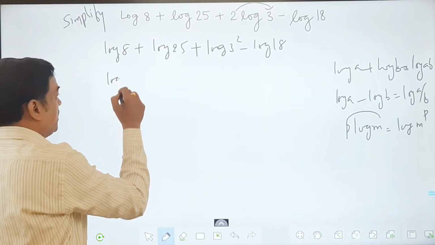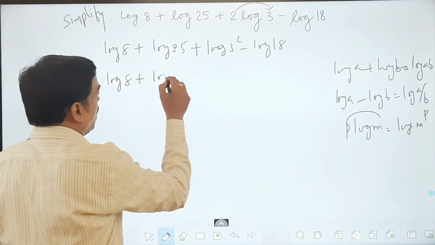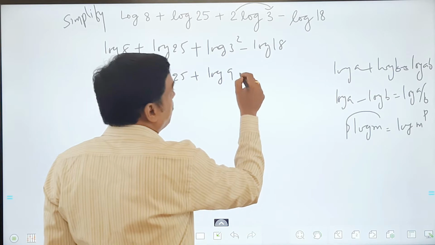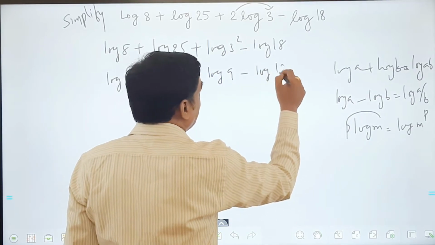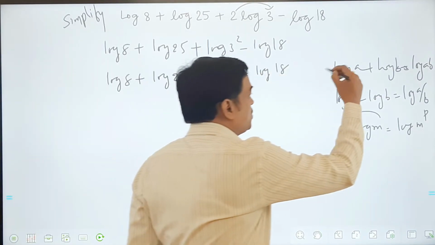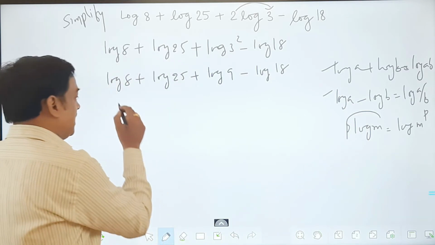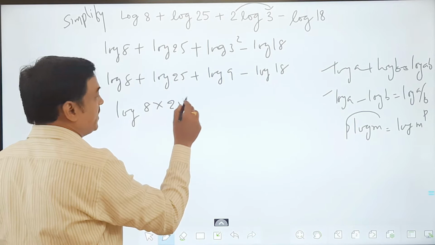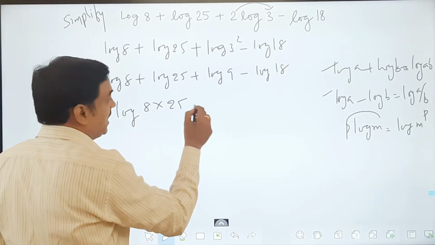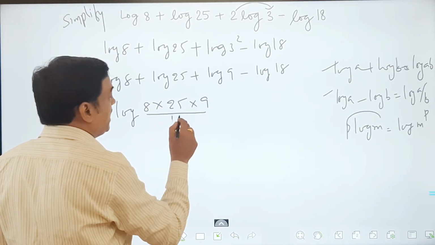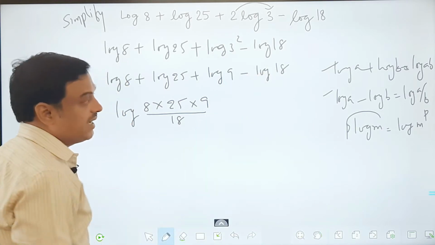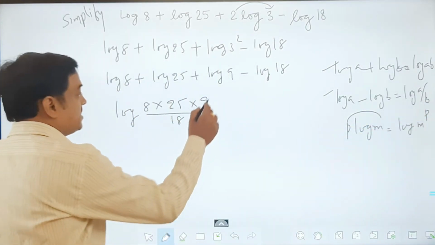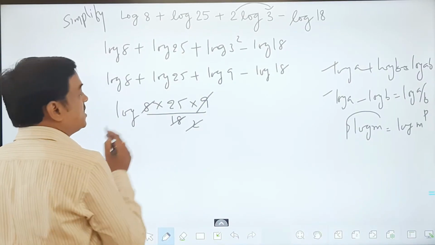And then, friends, you have log 8 plus log 25 plus log 9 minus log 18. Now applying these two rules, a single logarithm of 8 into 25, when there is a plus sign, that will be multiplied, into 9 divided by 18 is what you get. Here a minus sign, so the minus sign will be upon B. So now you can further cancel this. This gets cancelled by 2, and this gets cancelled by how much? 4.